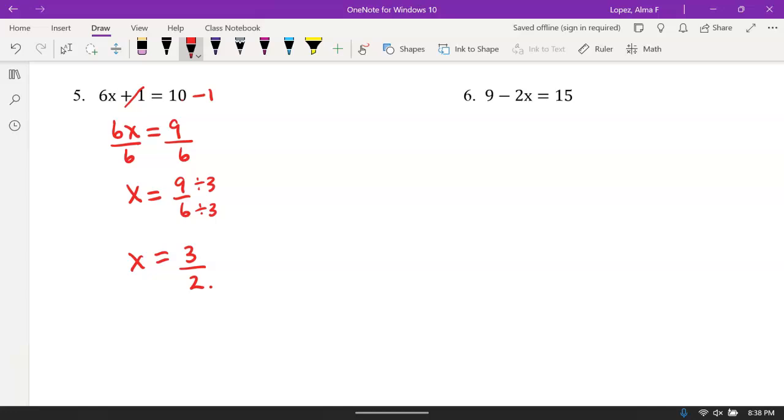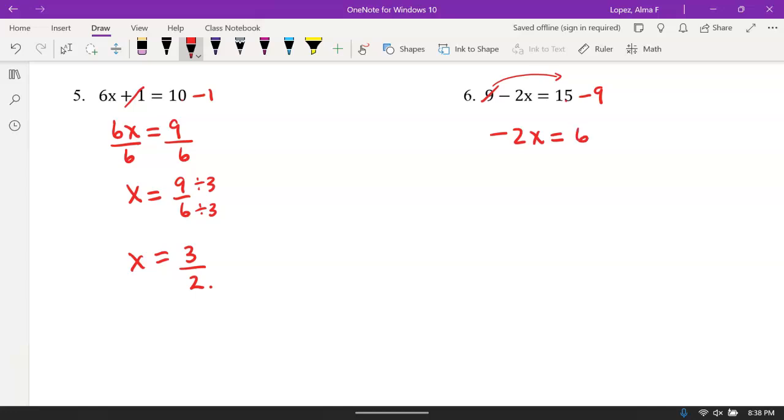Now, I want to get the x's all by themselves on the left, so I'm going to start by moving the 9 over the equal sign. When it gets moved over, though, it changes sign and becomes a negative 9. Now I've got negative 2x equals 15 minus 9, which is 6.